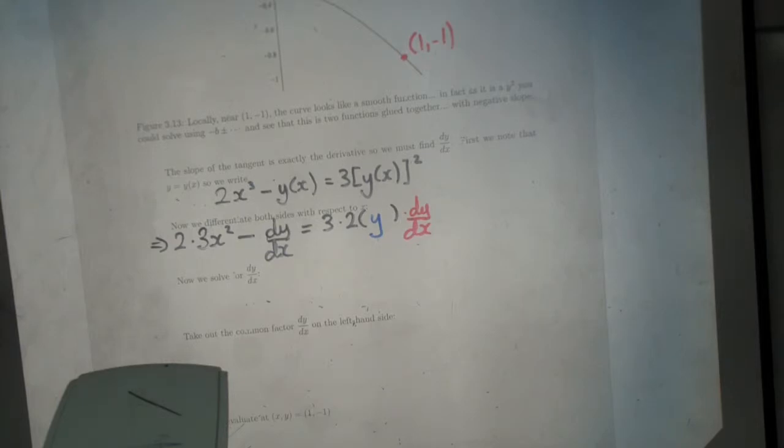Now what we have is an equation with x's, y's and dy/dx's, so we need to solve it for dy/dx. If you're trying to solve for dy/dx strategically, there's one small thing. Say I divide both sides by 6y and I get 6x squared, that's the 2 by the 3, minus dy/dx divided by 6y. So I can get to this. Have I solved for dy/dx? No, this is self-referential.